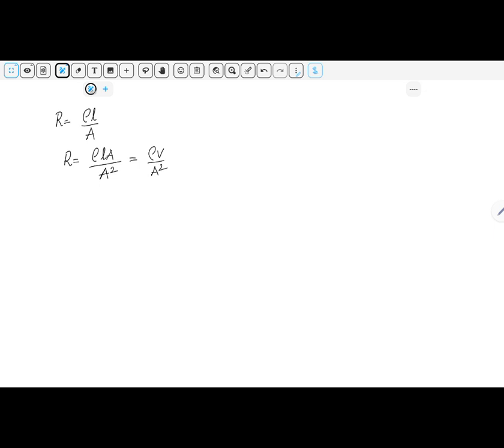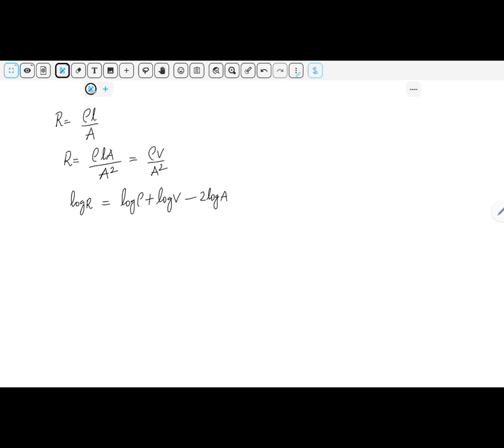Now I need to apply log on both sides, so that the equation will be log R is equal to log rho plus log V minus log A square. Log A square becomes 2 log A.